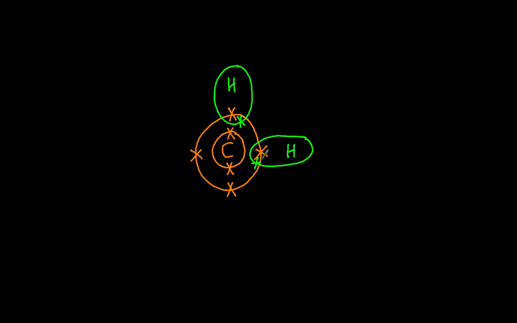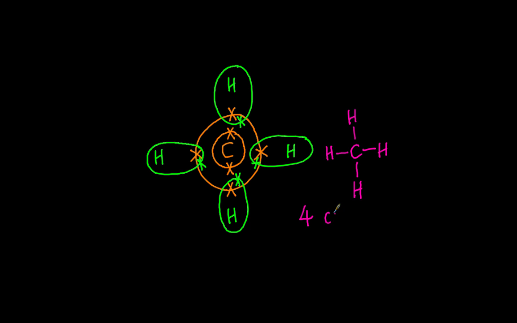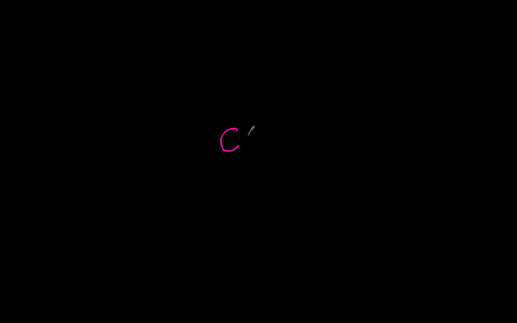Hydrogen has 1 electron. So if carbon shares electrons with 4 hydrogens, it then has 8 electrons on its outside shell. Whenever 2 electrons are shared, we represent this as one single line or a single covalent bond. So here you have carbon bonding with 4 hydrogens and forming 4 covalent bonds, and in each covalent bond, 2 electrons are shared. So in this way, carbon can form a variety of stable compounds.